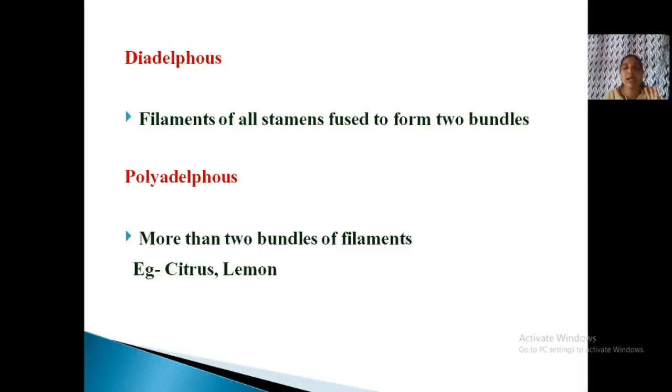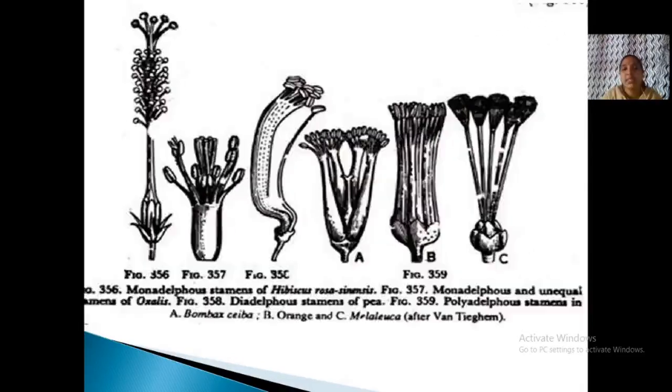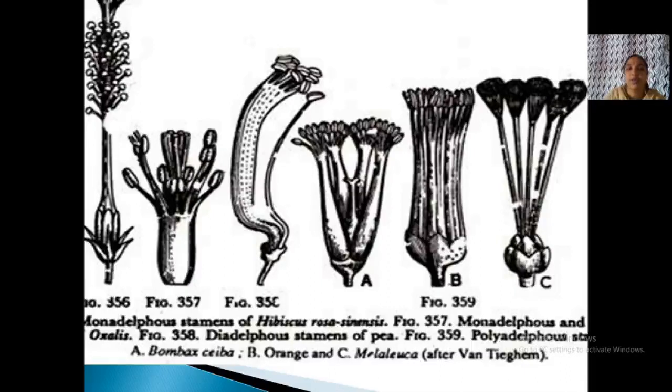Understood? So what is Adelphi? Fusion of filaments and anthers free. What are the three conditions? Monadelphi, filaments fused to form single bundle. What is diadelphi? Filaments fused to form two bundles. What is polyadelphi? Filaments fused to form more than two bundles. I hope you understood well. Clear? Okay. Next. This is the picture that shows the different types of fusion.